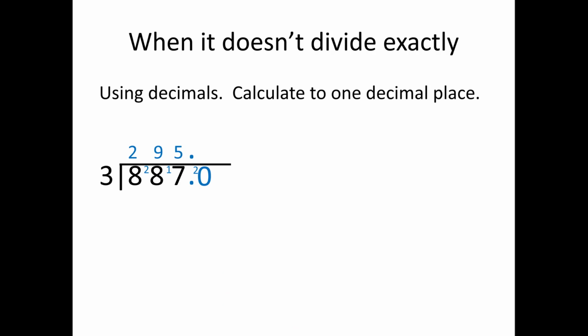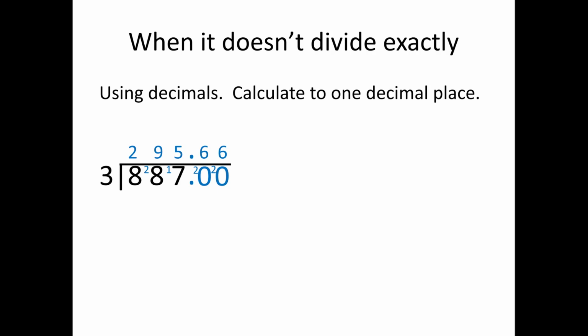3 goes into 20 6 times. The 6 3s are 18, leaving a remainder of 2. So I can add another 0 and a 2. I want to calculate it to 1 decimal place. So I actually need to calculate it to 2 decimal places and then round. And I'll show you why in a second. So 3 goes into 26 times, and there'll be a remainder of 2.